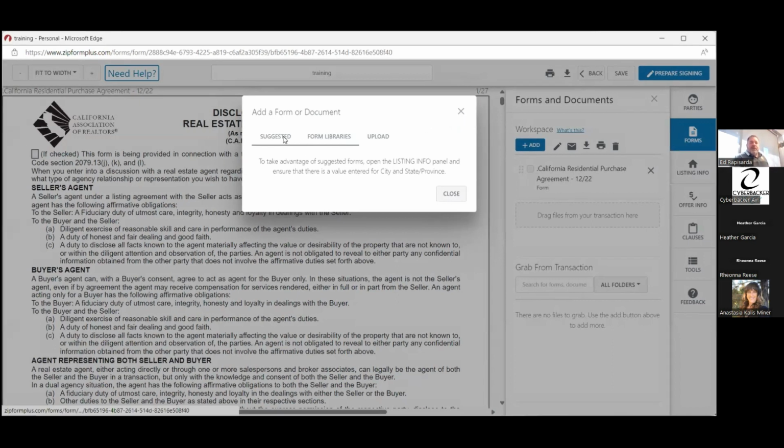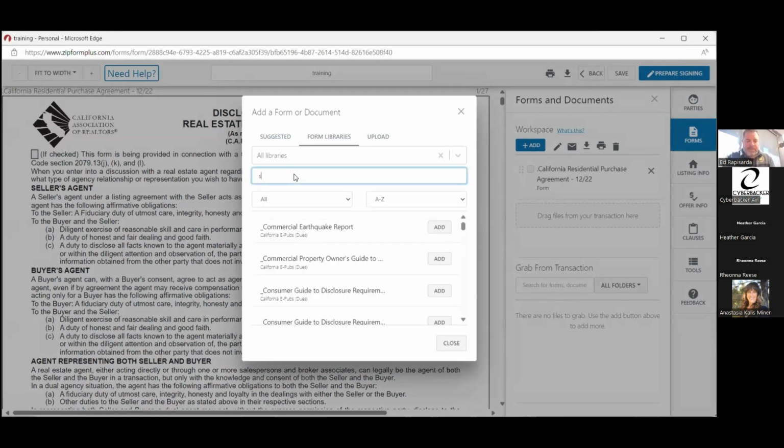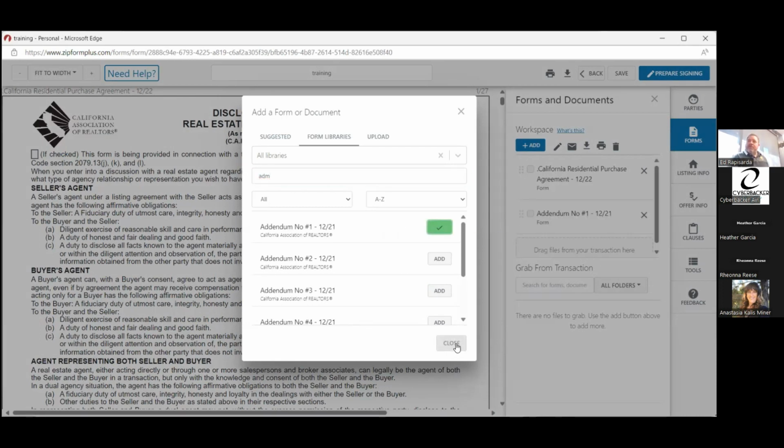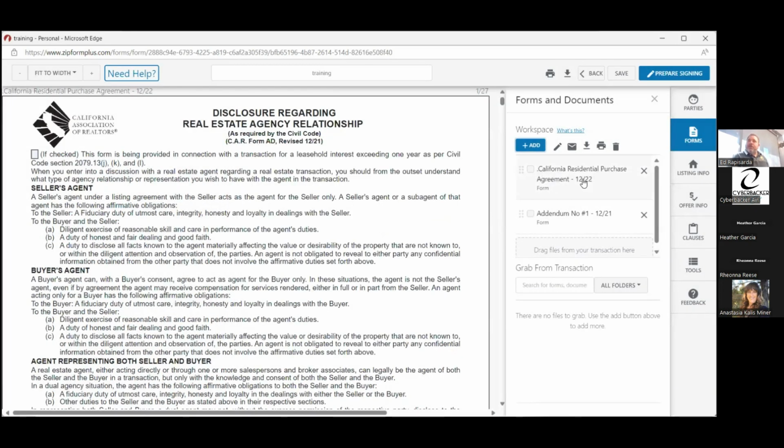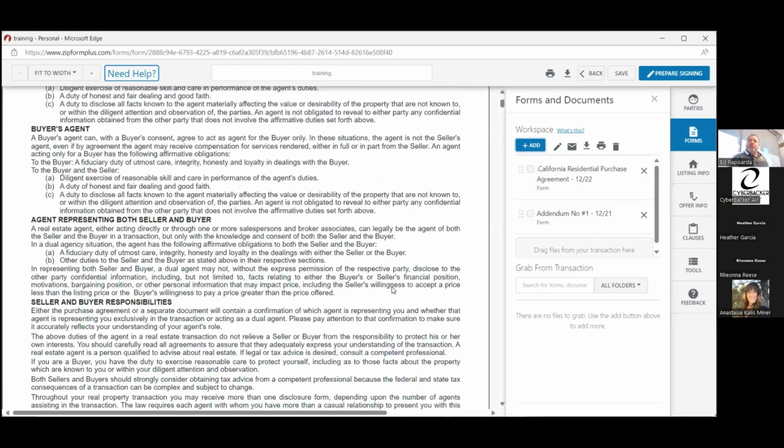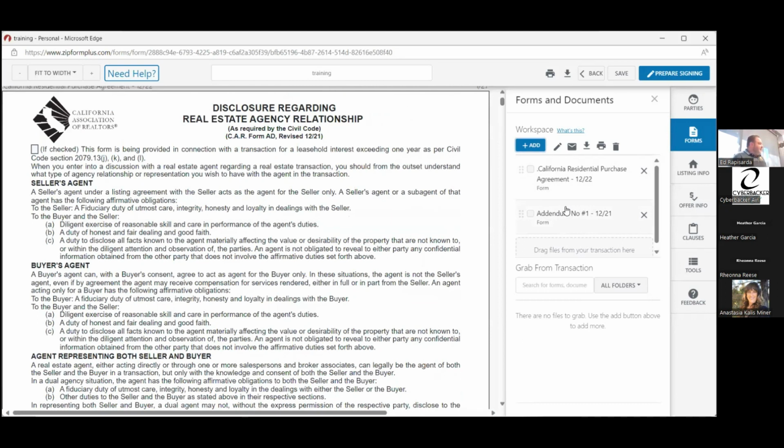Okay, then if you do that, you can go under form libraries and you can type in, let's say, an addendum, right? So you can add an addendum here, and automatically, from the California Residential Purchase Agreement, the addendum's added. So as I'm scrolling through different pages, this will be at the bottom. And then when I go to send for signature, I can send it all in one.